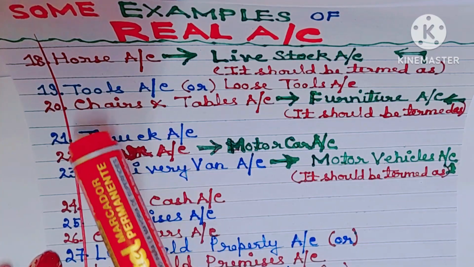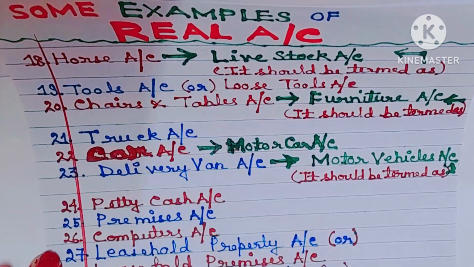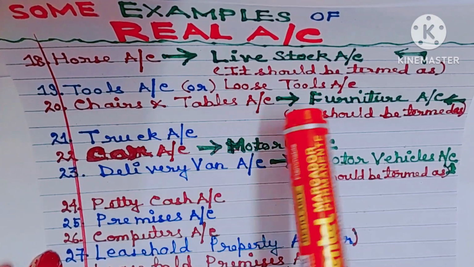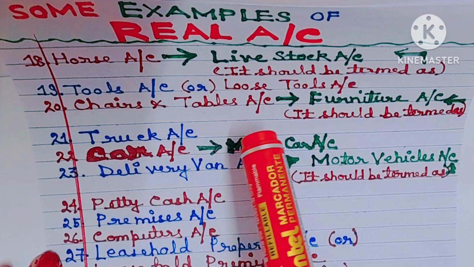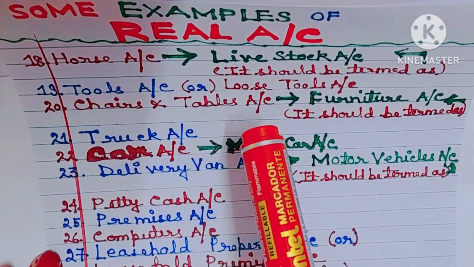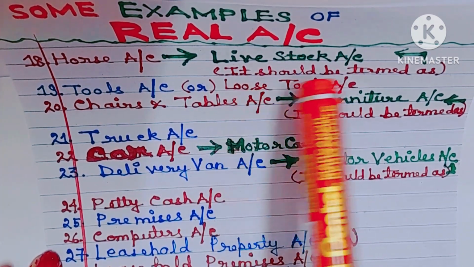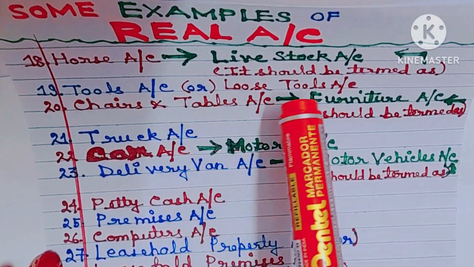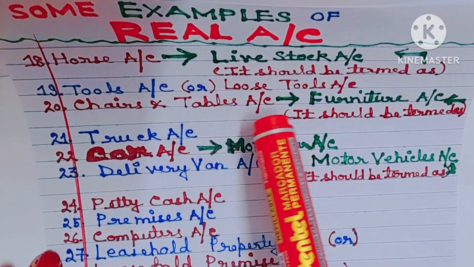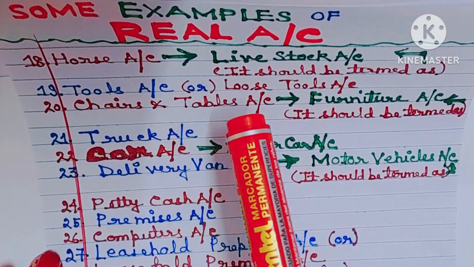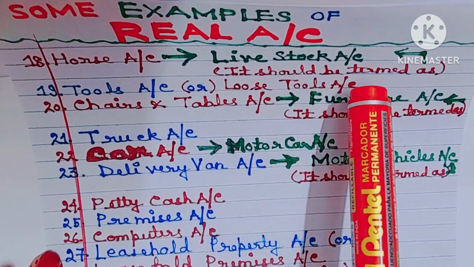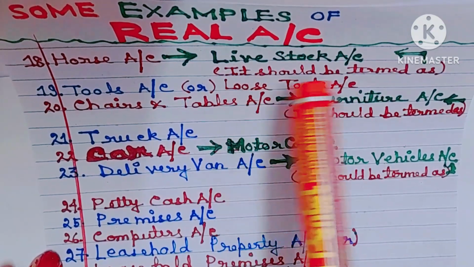Okay? Number 18, horse account. Let's say a horse is purchased for the business. You cannot write horse account debit to cash account in journal. Instead of horse account, you got to write livestock account debit to cash account. Please remember, you cannot write horse account in journal. You got to use the term livestock account.